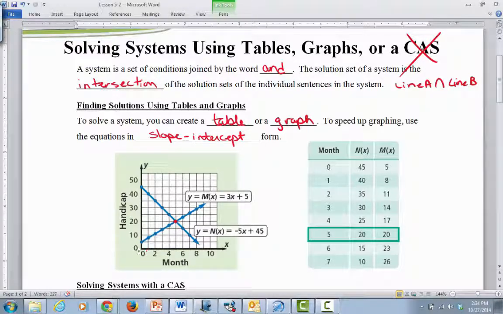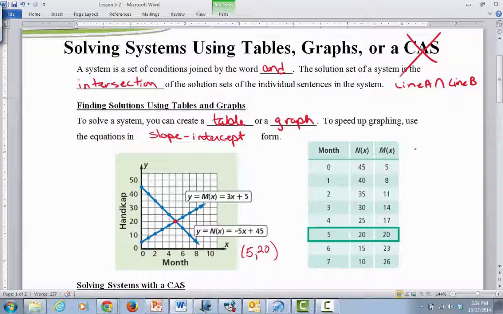And I could say that is at month 5 and at a handicap level of 20. And I'm guessing this has something to do with golfing, but I'm not sure because I didn't read the story problem that's behind this. But that is the point that these two lines have in common.